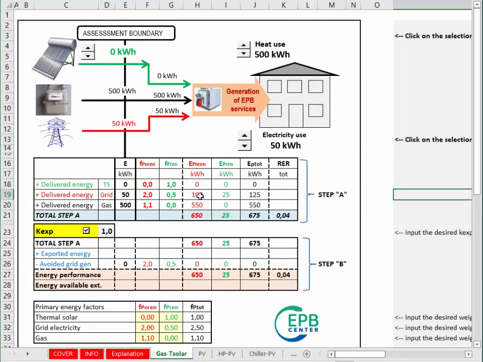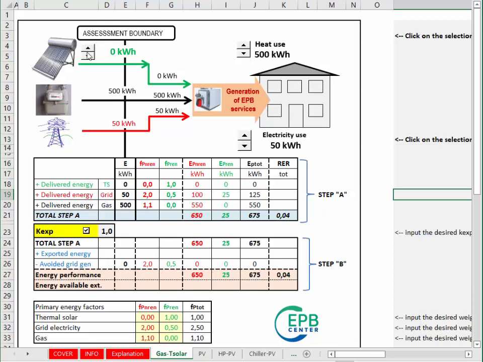Let's start with the simple condition that all the heat is produced by the boiler without any assistance by the thermal system. In this case, the only two energy carriers are grid electricity and gas, and you just sum up the corresponding primary energy for each of the two energy carriers and you get the result in these rows. Of course, the renewable energy ratio is quite low because there is just a small contribution of renewable energy by the grid electricity. Since there is no exported energy, if you change the value of K exported between 0 and 1, no change appears on the energy performance of the building.